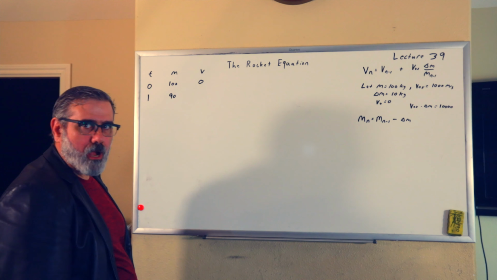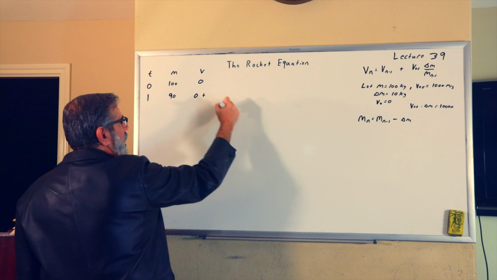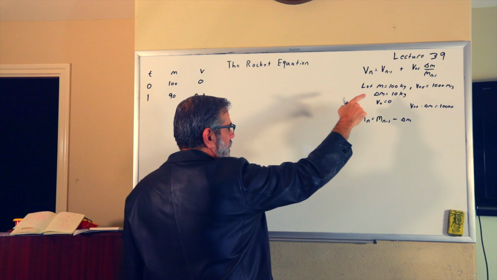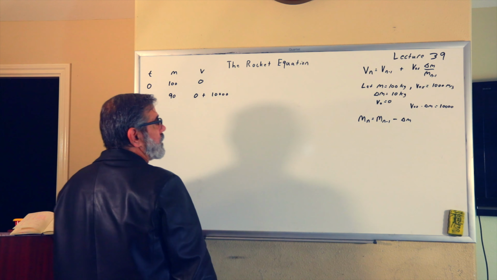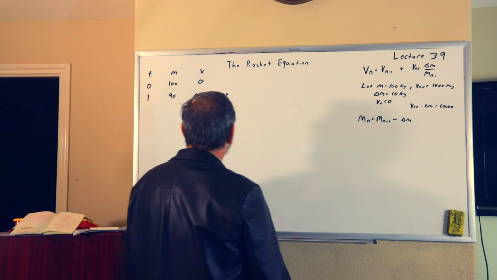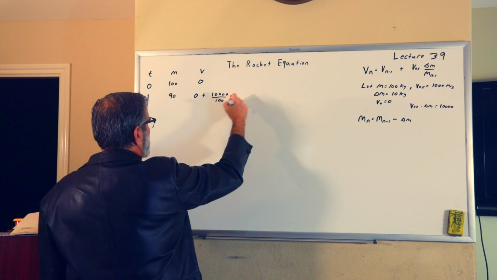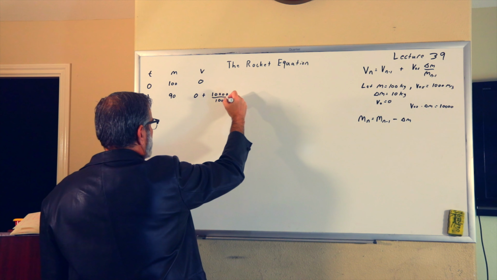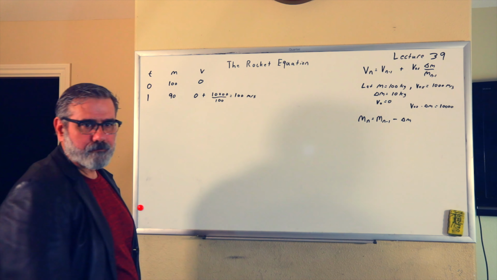What's the speed of the rocket? Well, our formula says that it's the previous speed, which is 0, plus the velocity of the exhaust times delta m, which is 10,000, divided by the mass from the previous time step. The mass from the previous time step was 100, so that is equal to 10,000 divided by 100. That's going to be equal to 100 meters per second.